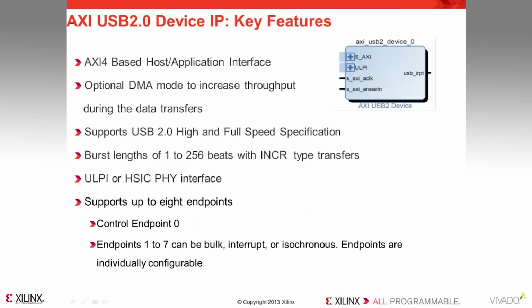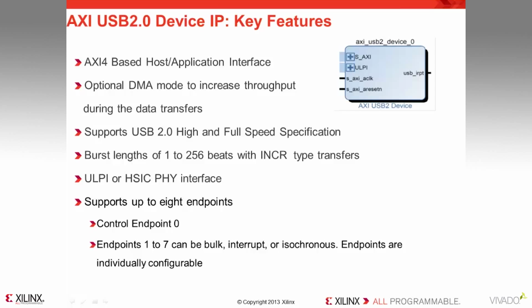Let's talk about AXI USB 2.0 device IP key features. This is based on AXI4 interface on host and application side, and on the PHY side it is based on ULPI or HSIC PHY interface. It also has optional DMA mode to increase throughput during data transfer, and it supports USB 2.0 high and full speed specification. Bus length support of 1 to 256 bits with INCR type transfer.